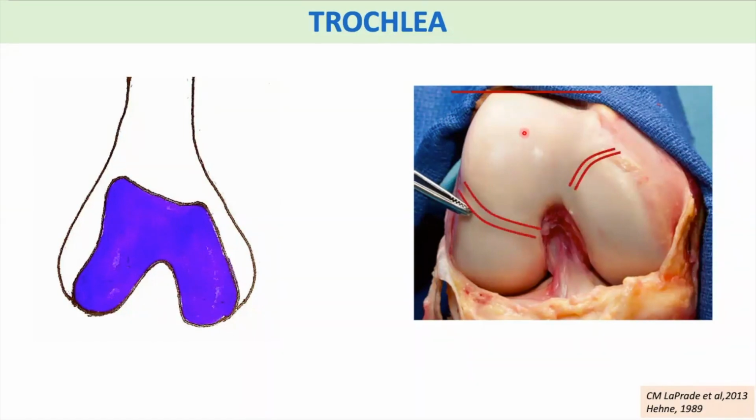And these are the sulcus terminalis. These are the limitations of the trochlea. This is actually the trochlea, the surface with which the patella articulates.